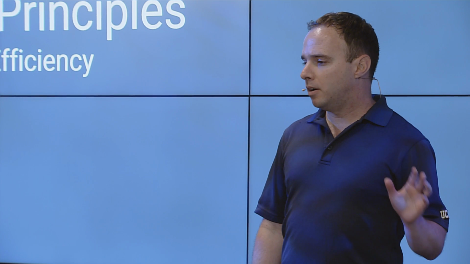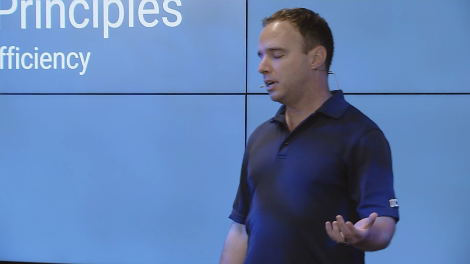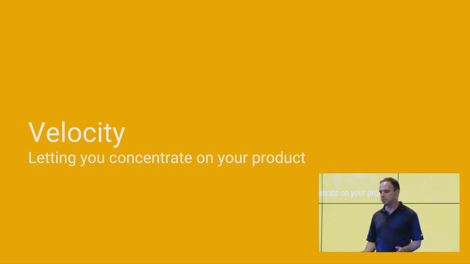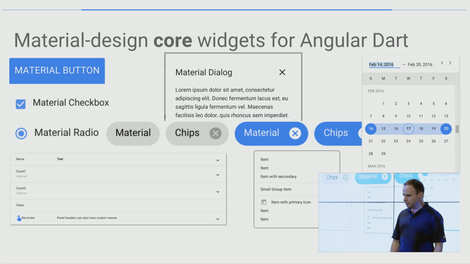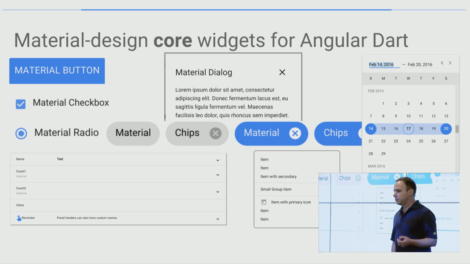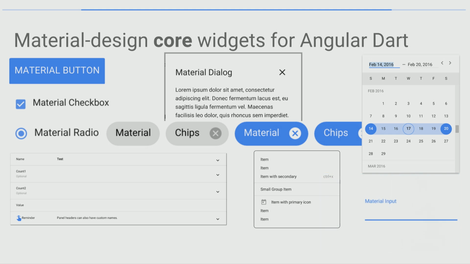And Farhat and Matan already talked to you a little bit about how we do this with Angular itself, but I'm going to talk to you about how we do it in our widgets. First, velocity, letting you concentrate on your product. You don't have to worry about the widgets themselves. We provide a set of material design core widgets written in Angular Dart for you so that you can quickly work on the application logic that is important to you.